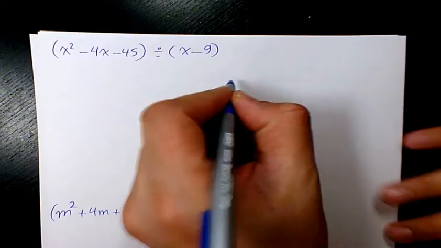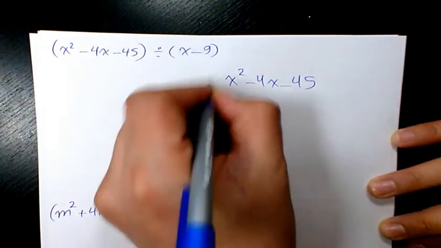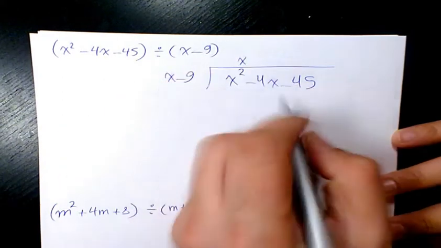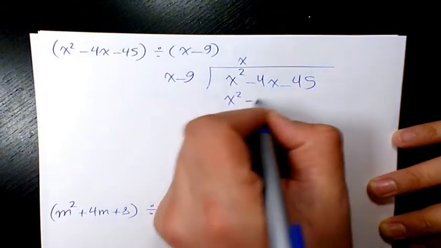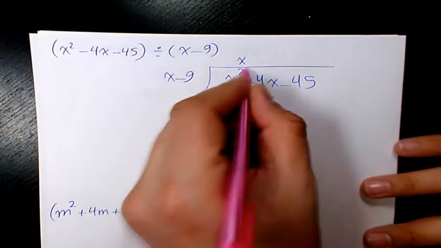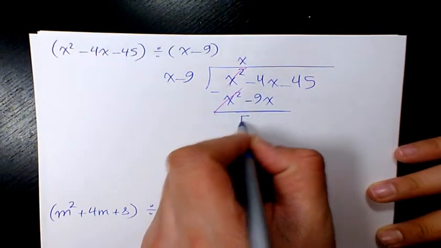Now next question, we have x squared minus 4x minus 45 divided by x minus 9. x squared divided by x is going to be x. x times x, x squared. x times negative 9, negative 9x. When you subtract it, these two cancel out. And negative 4x plus 9x is going to be 5x.